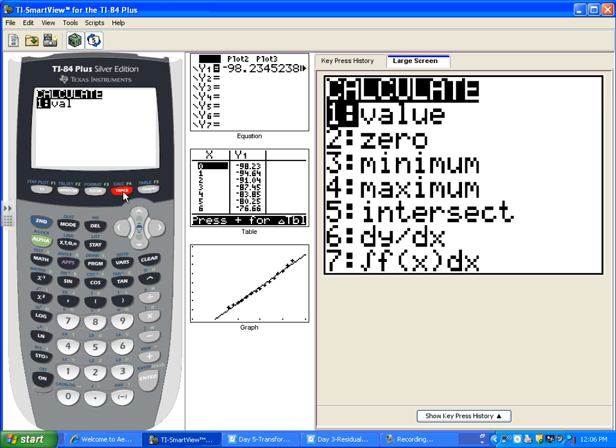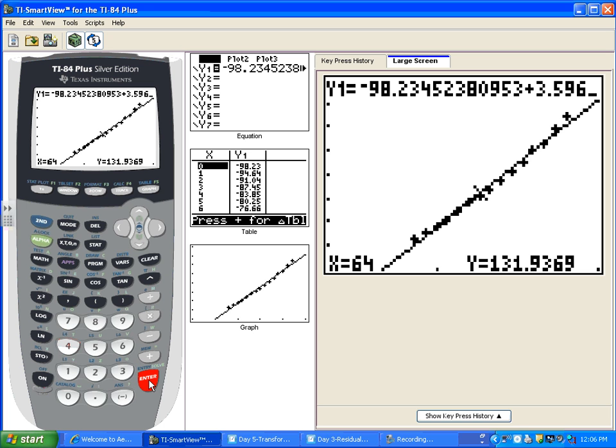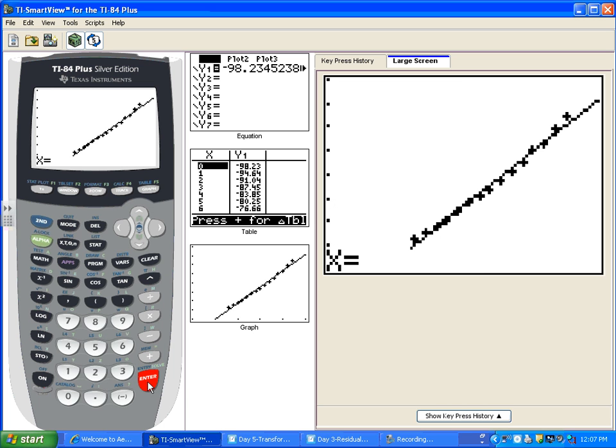Press second, calc, and then value. And you want the value when x equals 64. If you hit enter, it will plug that into the linear regression model for you, and it will give you the expected value or the predicted value. Again, that is second trace, which says calc. And you want it to calculate a value. It's going to say x equals what? Where do you want me to calculate the value at?